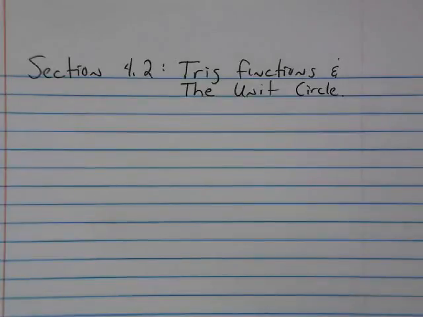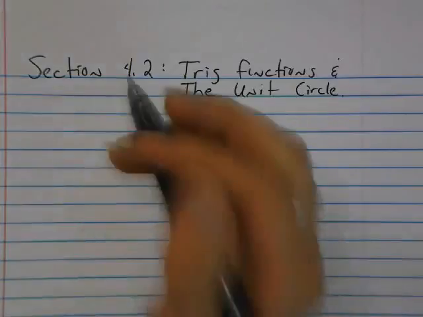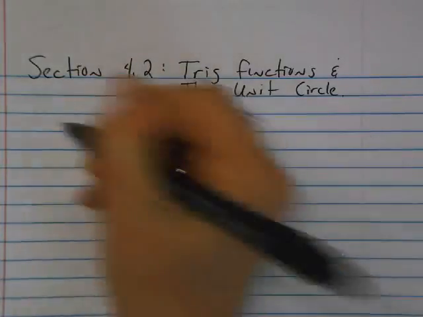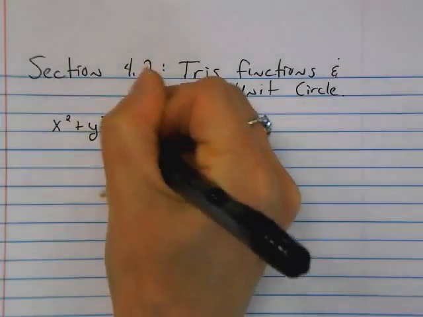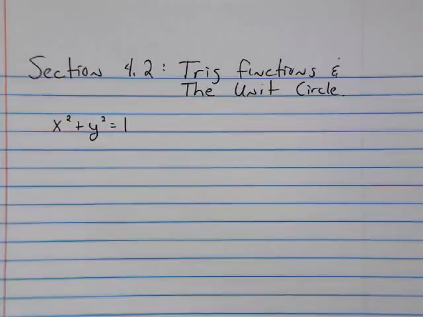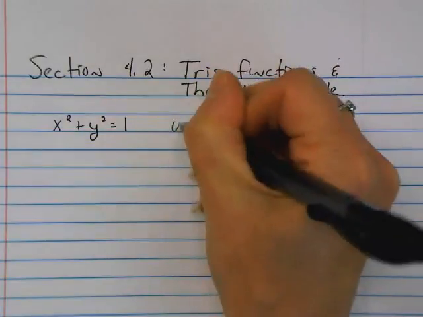Alright, so today we're going to look at the unit circle and trig functions. So again, we're heading back a little bit into geometry, so hopefully you haven't forgotten too much of that. So first I want to tell you that the unit circle is defined as x squared plus y squared equals 1. So the unit circle has a radius of 1.